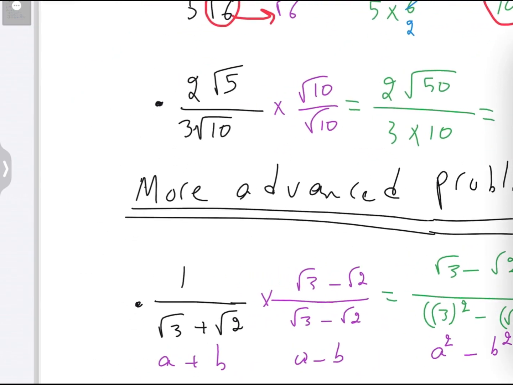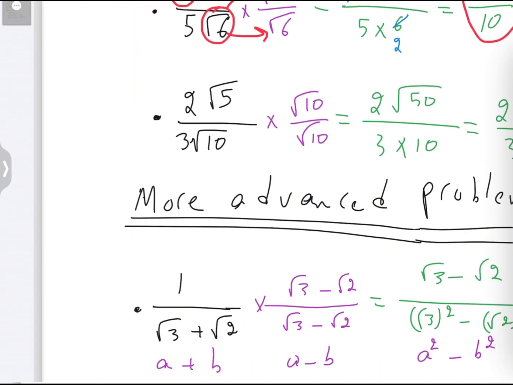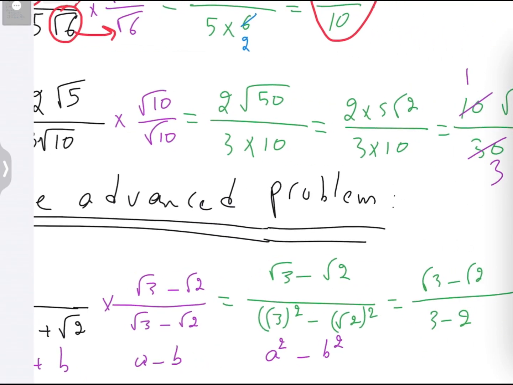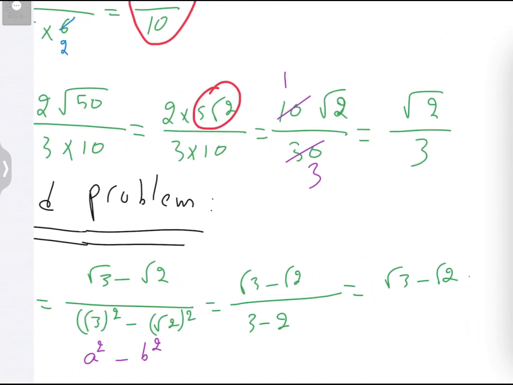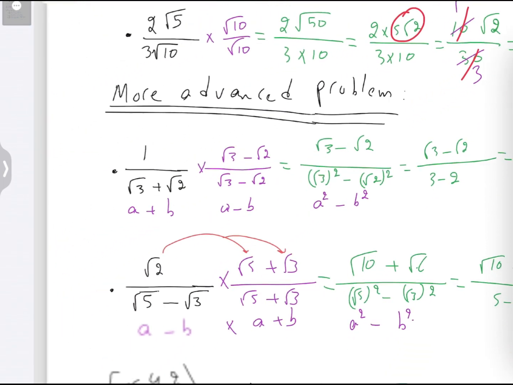Now, the next example, 2 radical 5 over 3 radical 10. We multiply by radical 10 as we said before. Up we have 2 times radical 50. Down we have 3 times 10. Radical 50 is 5 radical 2 here. Now, the numerator is 10 radical 2, the denominator is 30. Simplify by 10 up and down. We'll get radical 2 over 3.